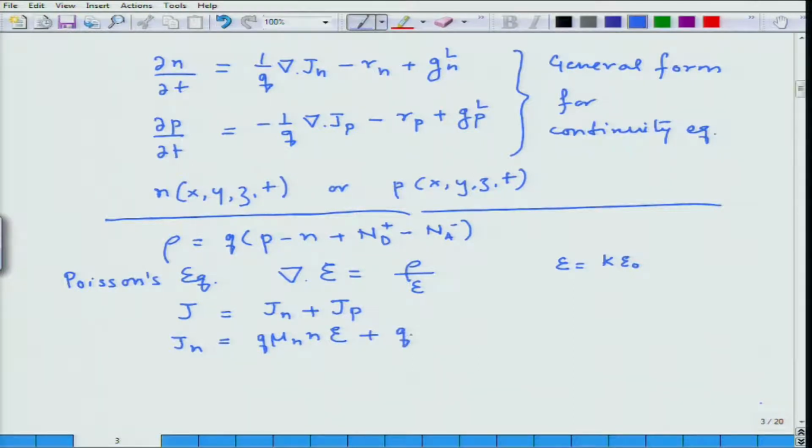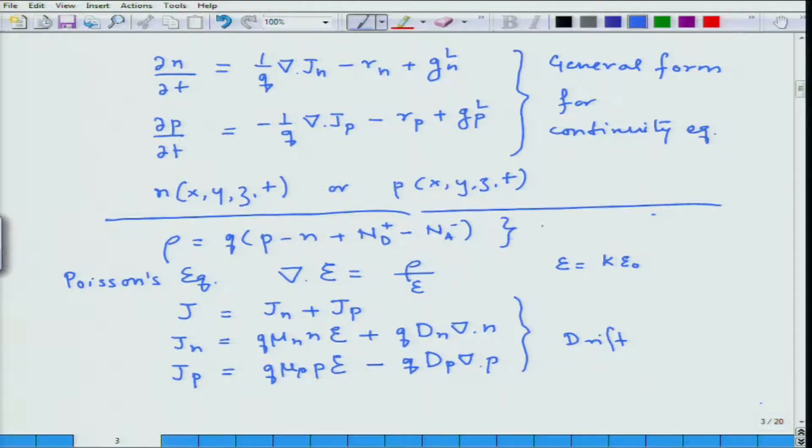plus the diffusion term, which accounts for the diffusion coefficient and the gradient of the electrons. Similarly, the current density due to the holes will be given by the drift term minus the diffusion term for the holes. So, this we learned during our discussion in the drift lecture. This we have learned earlier in module 2.